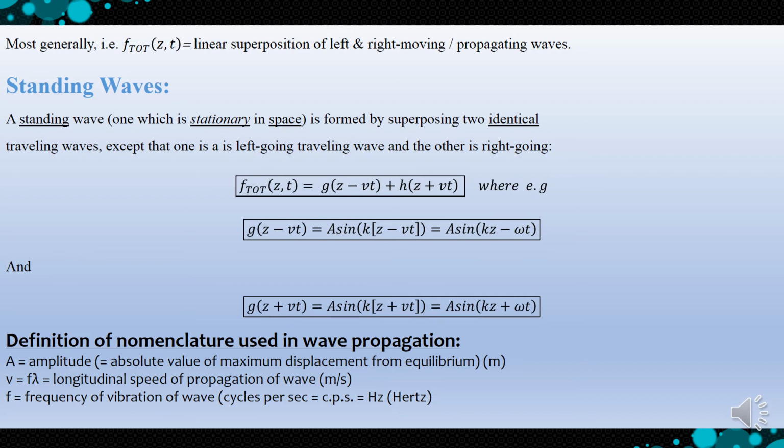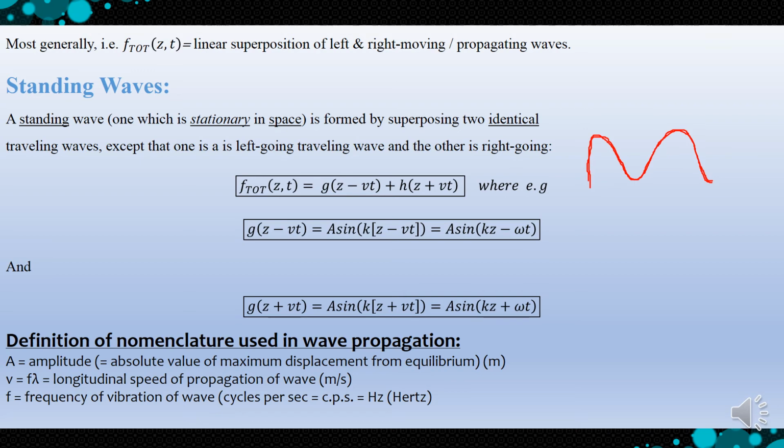One is considered to be traveling in the positive z direction, and similarly the other is going in the negative z direction. Both waves are identical waves. This type of wave is called a standing wave.